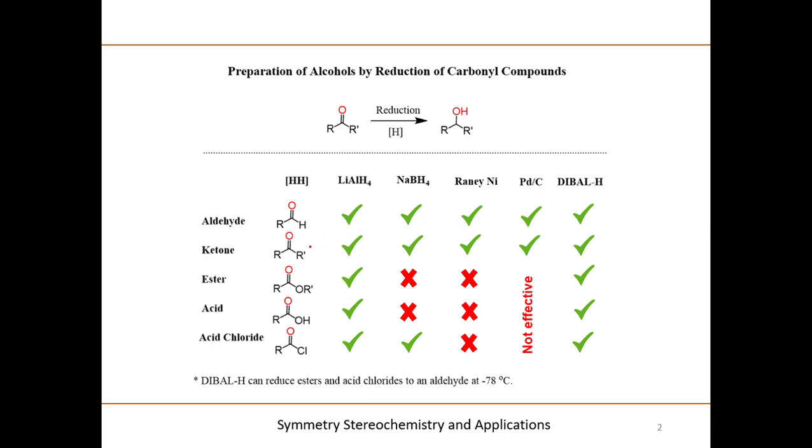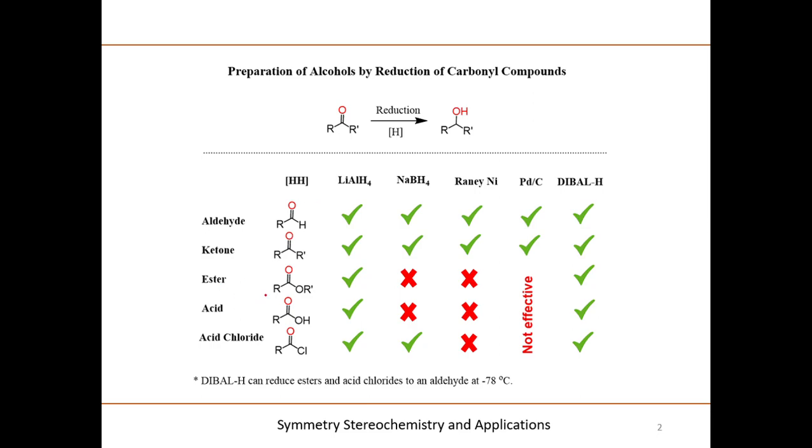Now let's talk about the ketone. When we have a ketone starting material, the ketone carbonyl group will also be converted to alcohol by all the reagents given here: lithium aluminum hydride, sodium borohydride, Raney nickel, palladium charcoal, DIBAL-H. Now let's talk about the ester.